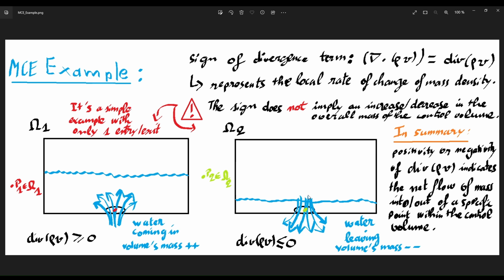In summary, the positivity or negativity of divergence ρ indicates the net flow of mass into or out of a specific point within the control volume, rather than directly implying an increase or decrease in the overall mass of the control volume. And that's the end for today.